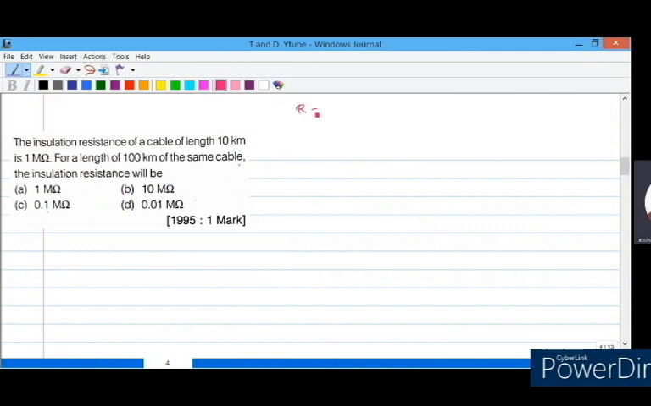We know the formula for R is equal to rho L by A, but here it is not simply R, it is insulation resistance, that is R ins. The formula for insulation resistance of a cable is rho by 2 pi L ln of R2 by R1. So here we can conclude that insulation resistance is inversely proportional to L, because L is present in the denominator. So we can write R1 is inversely proportional to L1. So we can write R1 L1 is equal to R2 L2.